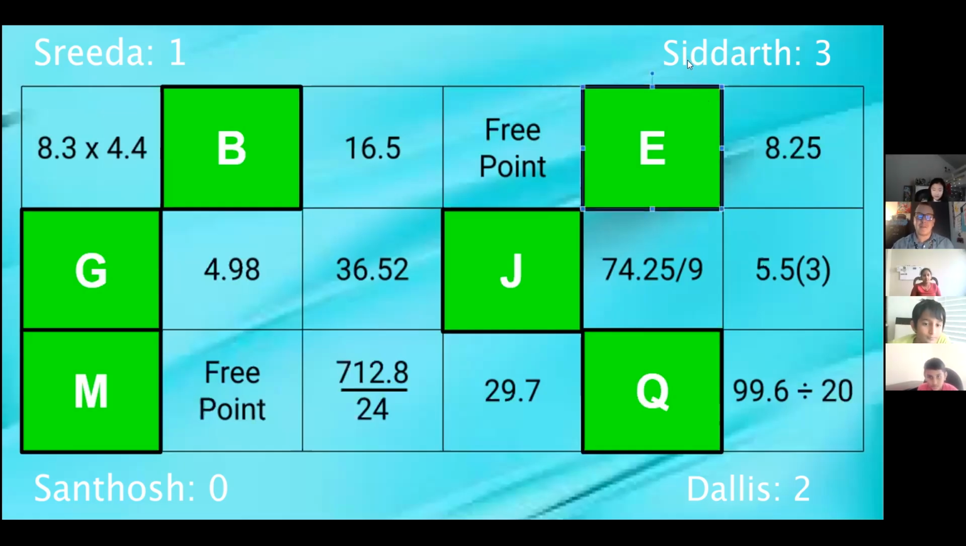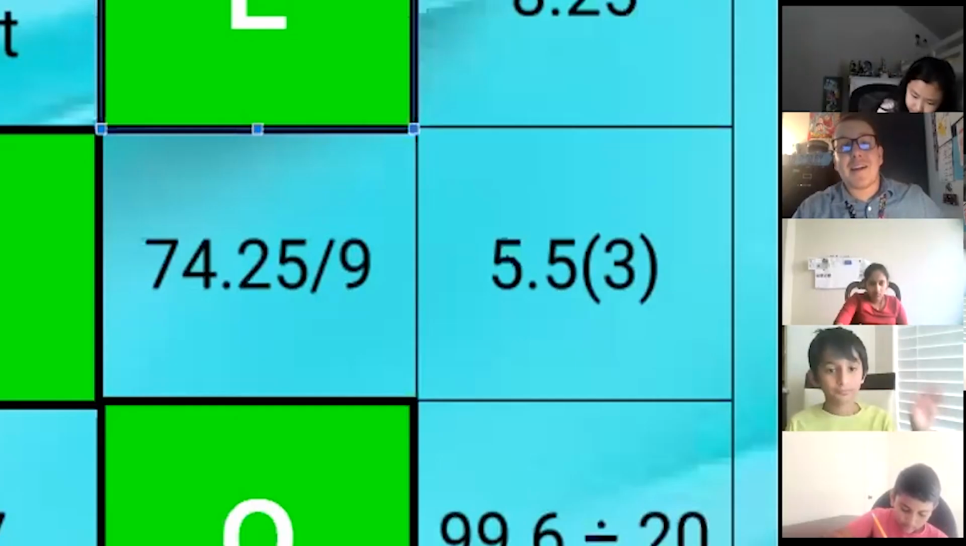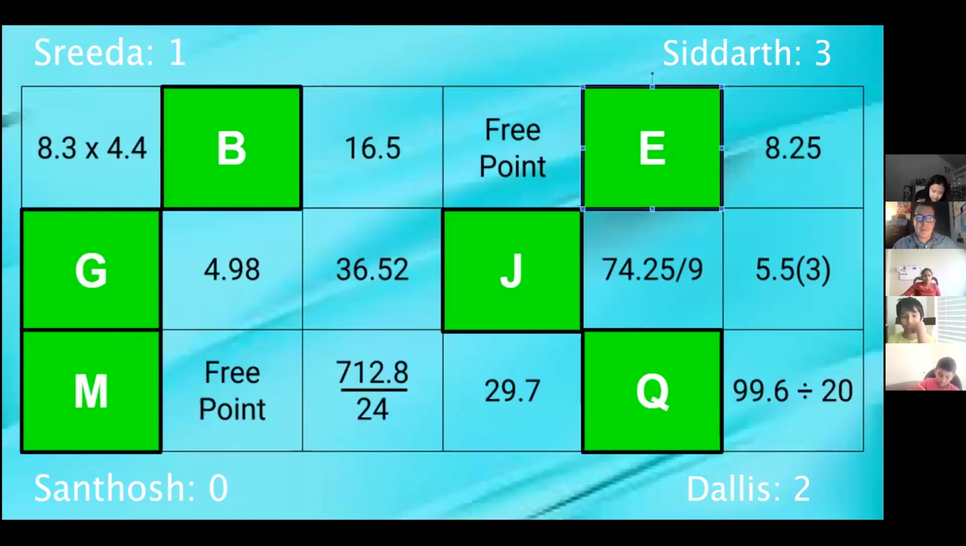E, which is one of our answers, and G, which is another answer. So no match there. Dallas got an extra point. Let's see if Srita can match her. Go ahead, Srita. G and J. G and J for good job. Let's see if we get a good job here.